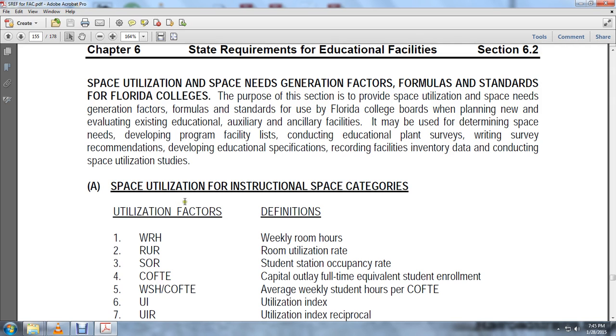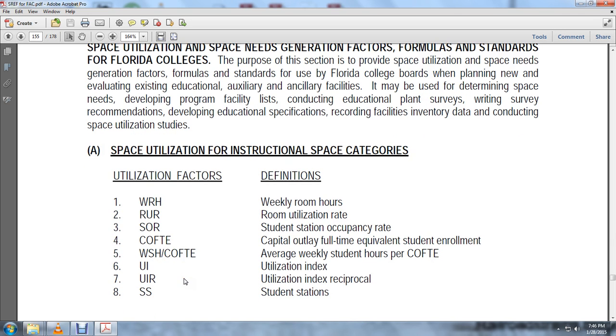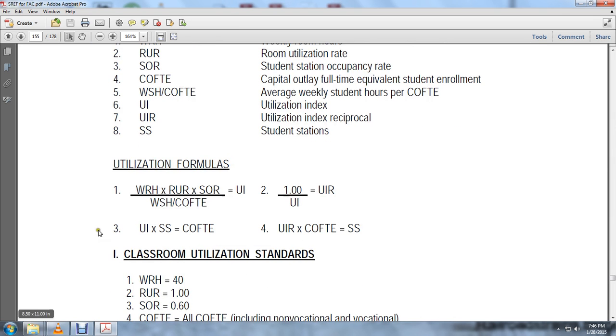WRH is weekly room hours, RUR is room utilization rate, SOR is student station occupancy rate, COFTE is capital outlay full-time equivalent student enrollment, WSH per COFTE is average weekly student hours per capital outlay full-time equivalent student enrollment, UI is the utilization index, UIR is the utilization index reciprocal, and SS is student stations. Here's the utilization formula.